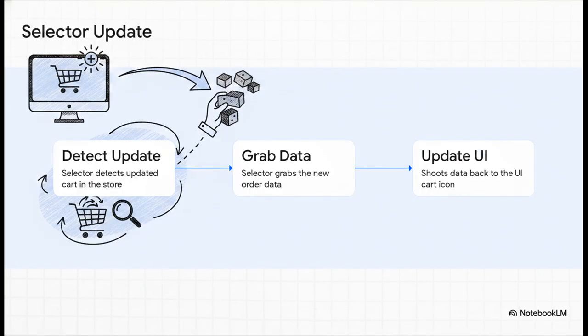The very second the cart updates in the store, the selector detects it. It grabs that fresh data and rockets it all the way back to the left side of our map, injecting it right into the cart icon at the top of your screen. Suddenly, that little number by the cart ticks up to 1, and you know for sure your order has been received.